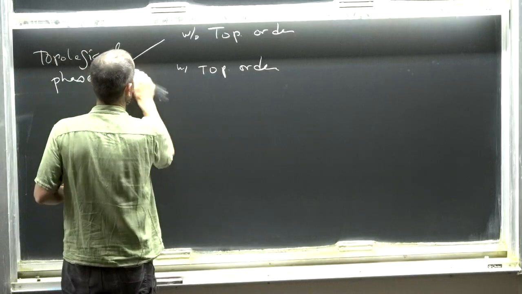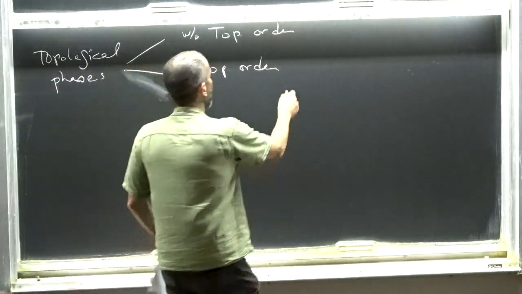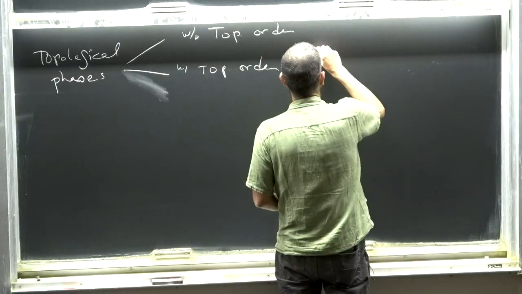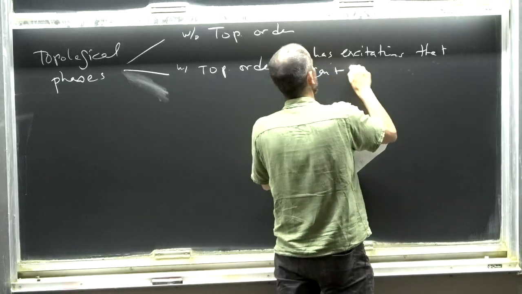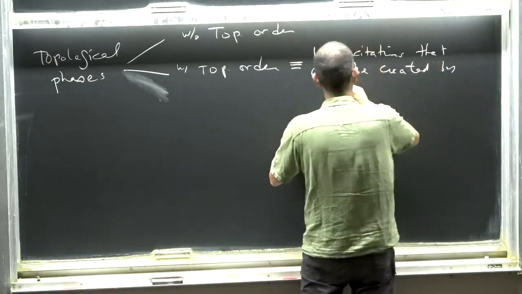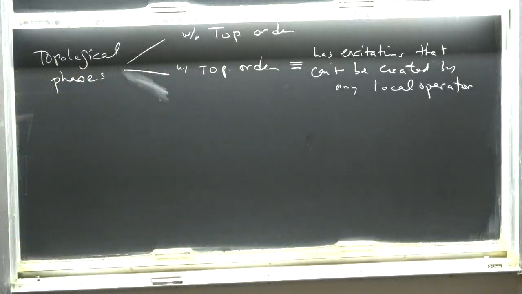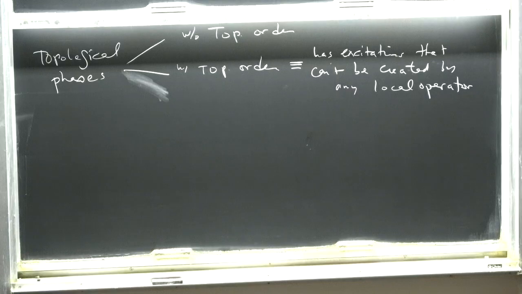I guess there are many ways to define it, but maybe a good one is: a state has topological order if it has excitations that can't be created by any local operator. So let's unpack that definition. It has excitations that can't be created by any local operator. If you think about this definition a little bit, you'll see that it's consistent with Meng's discussion of punctures. So in the special case of 2 + 1 dimensions, such a thing is a particle.